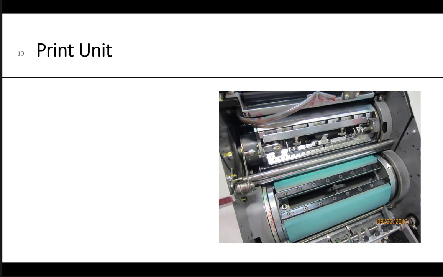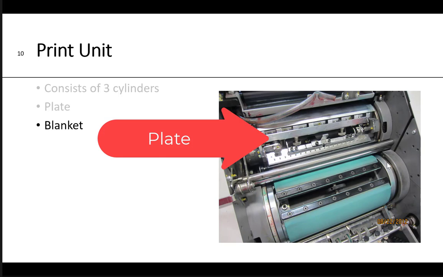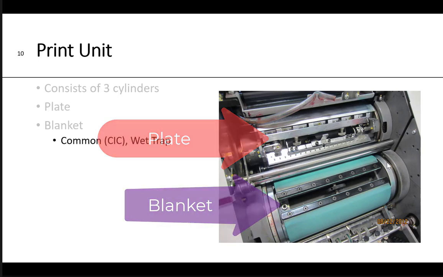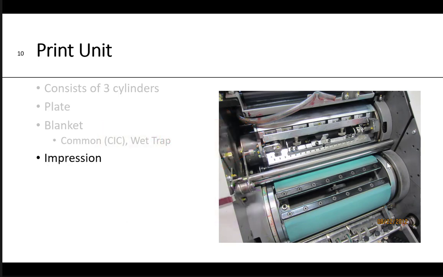Another system on the printing press is the print unit. And the print unit consists of 3 cylinders. You have the plate cylinder, the blanket cylinder, and the impression cylinder. Now, the impression cylinder is sometimes called a back cylinder or a steel cylinder, and its diameter might be 1-to-1, same size, or it might be larger than the blanket cylinder. It might be twice as large as the blanket cylinder. Sometimes this is called a jumbo impression cylinder.